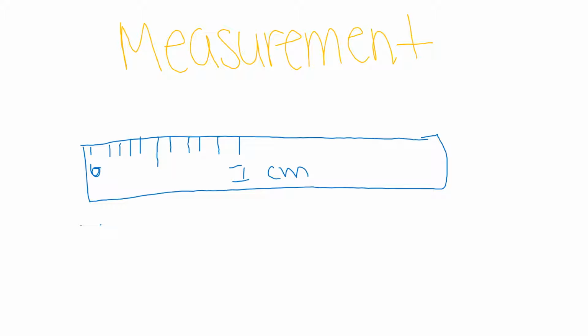When looking at this ruler, we know that 0 and 1 are two parts of the centimeters. So we want to have our line start right at the 0 mark and go all the way through. But when we're counting, we want to look at these little tally marks in between.